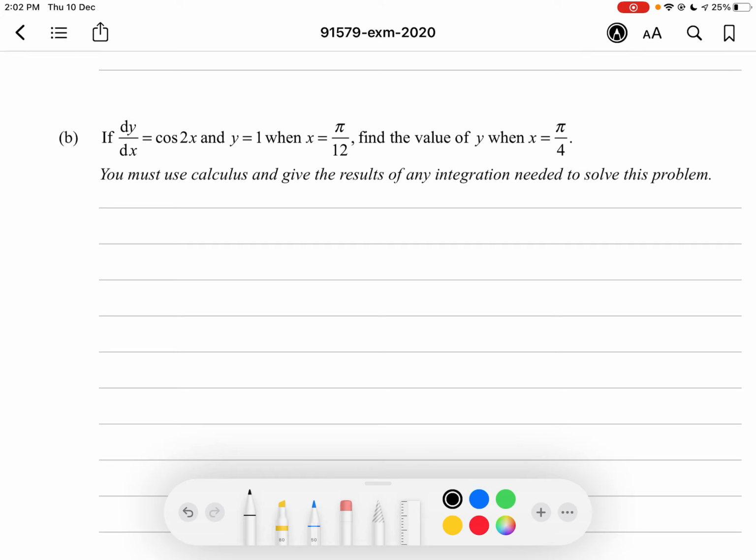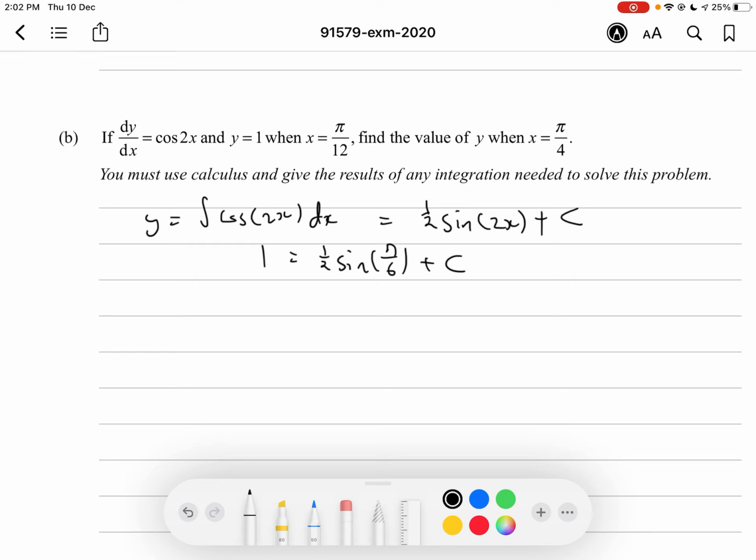So cos integrates to sine. Okay, so the integral of cos 2x equals 1 over 2 because we divide by the derivative of 2x, which is 2. So we divide by 2, it gives us 1/2 sine of 2x plus c. We know y equals 1 when x equals pi over 2, so it equals 1/2 of sine of pi plus c.